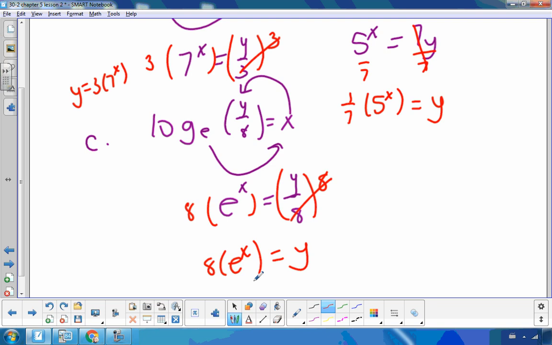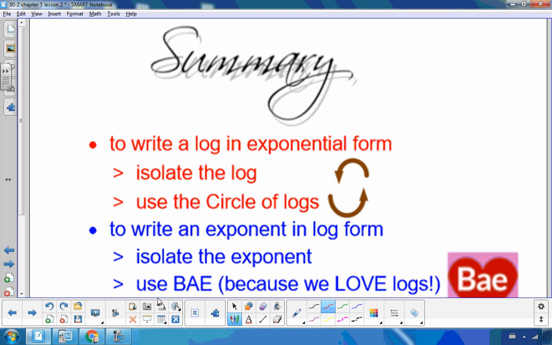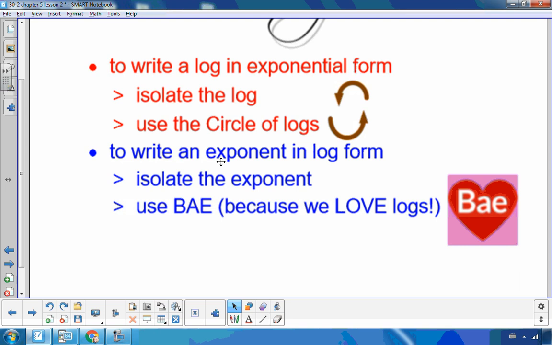So now let's summarize our lesson. To write a log in exponential form, isolate the log and use circle of logs. To write an exponential in log form, isolate the exponent and use bay because we love logs. This circle of logs idea that I came up with was kind of inspired by this song here, and let's just see if you recognize it.